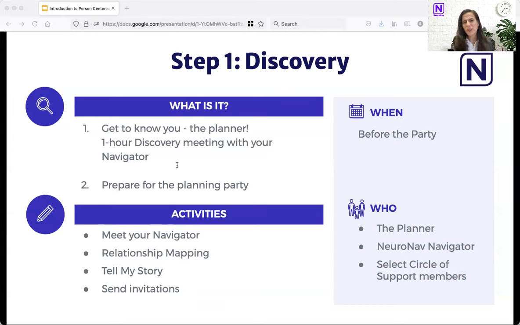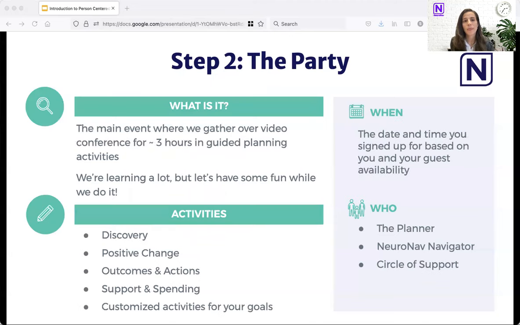What will you do during the discovery process? You'll meet your navigator who will be guiding you throughout your person-centered plan. You'll do the relationship map, an activity that shows us who the important people in your life are. And the relationship map will also help us figure out who to invite to your party and will help you send out those invitations. We'll also do an activity called Tell My Story, which will help us get to know you and what you want your life to look like.